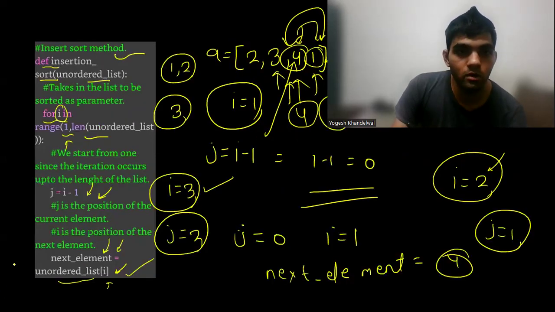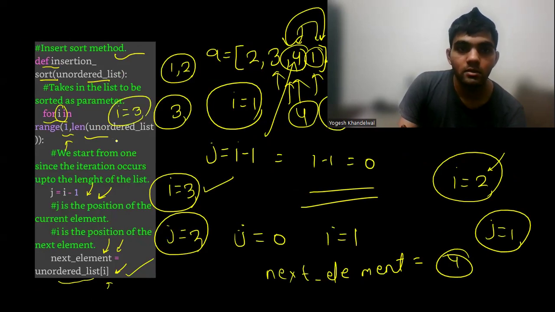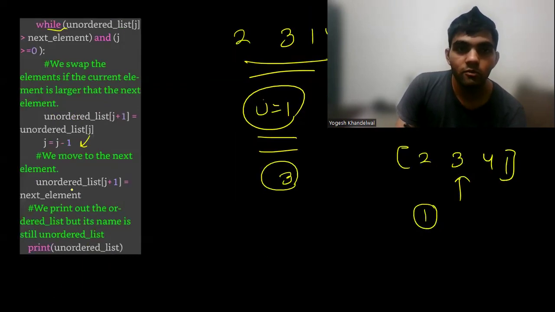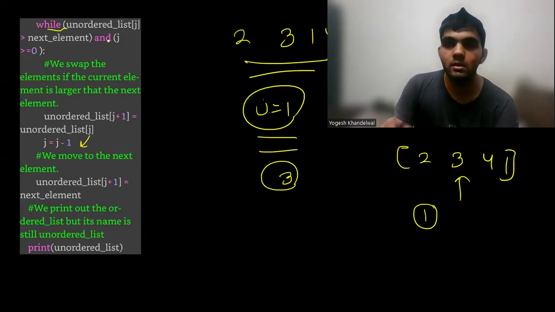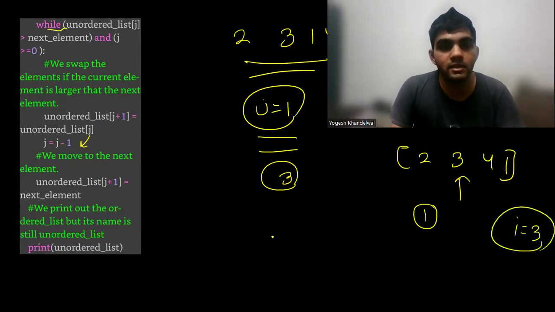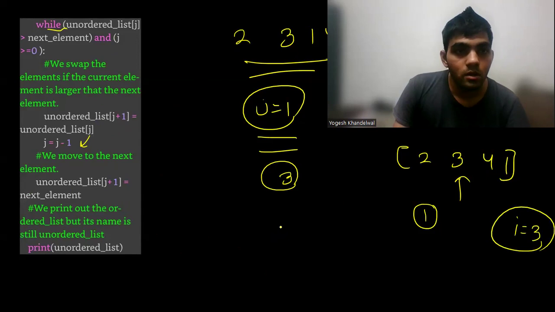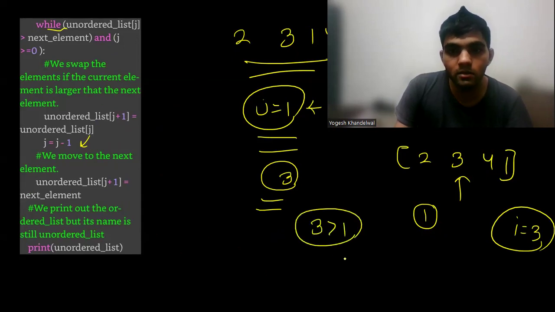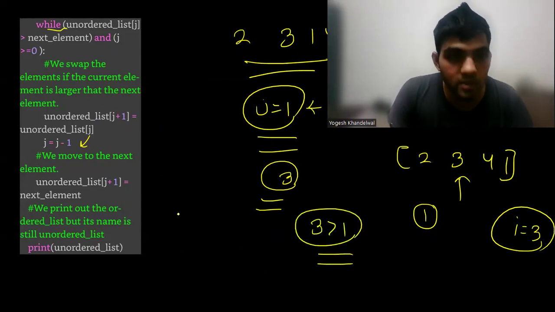So it is running for the for loop case i is equal to 3. The i is equal to 3 case we are running that while loop. So we have decreased j by 1, so it will become 1, and correspondingly this element is 3 and the next element is 1. So we compare 3 is greater than 1. So yeah, this while loop is run.